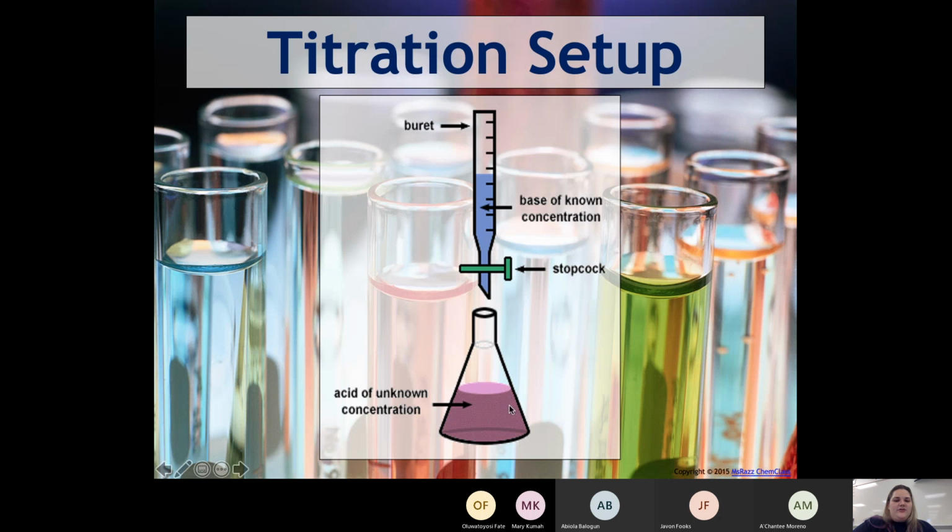So when this color change happened, you want it to be like a faint pink. If it's too bright or too dark of a pink, you've overshot the endpoint, and then your measurements are not going to be correct because you added too much volume here.